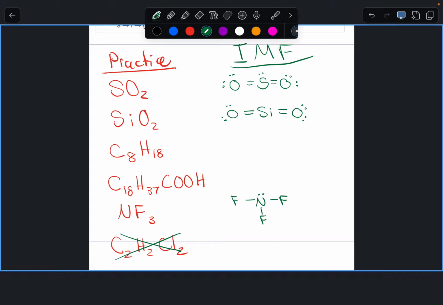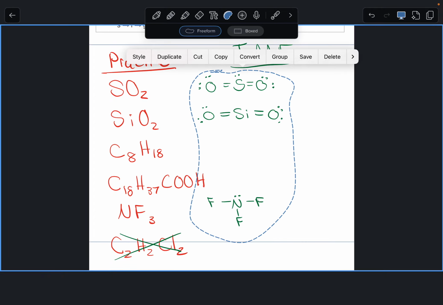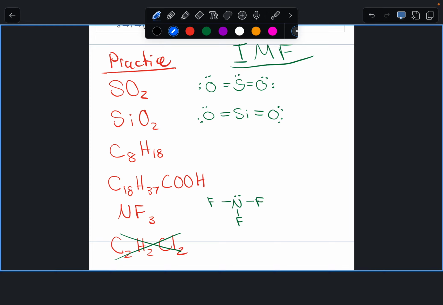I'm going to skip the last one. It's interesting, but I don't think we really have time for it. Okay, so I'll go ahead and label these, and you can check them as you finish.